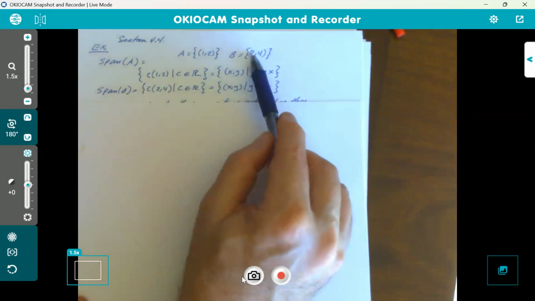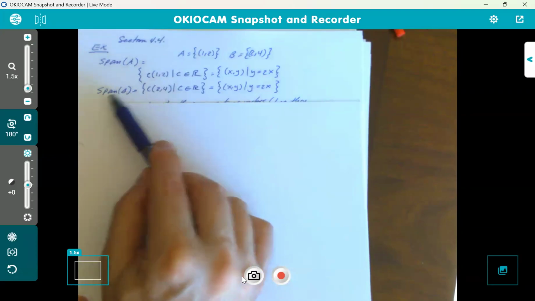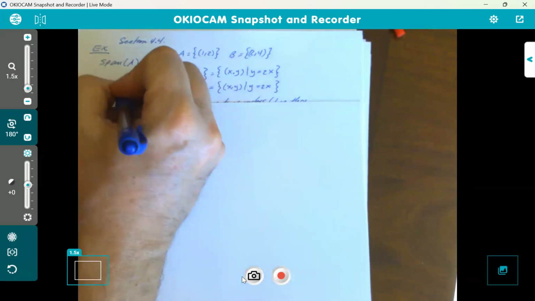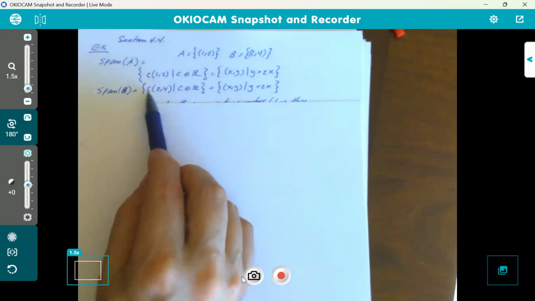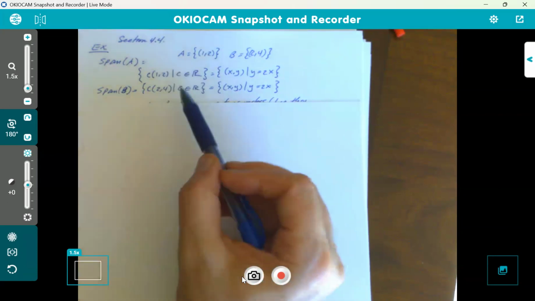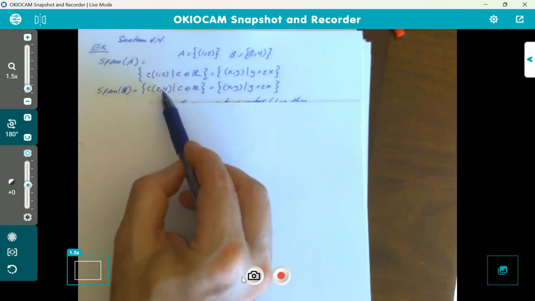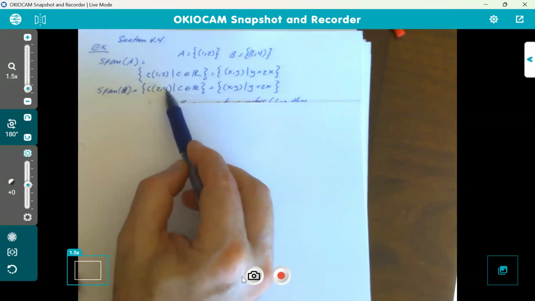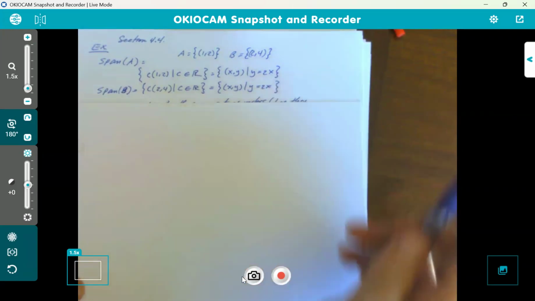Span B, I made it to be (2, 4), and you can clearly see I doubled up on these two. So what is the span of B? Well, the span of B is the set of all vectors that are constant multiples of (2, 4), where c is a real number. And you can see here, y is twice x, right? So y is equal to 2x. And if you notice, these are really the same equations, right?